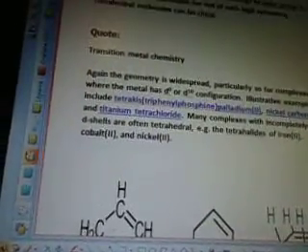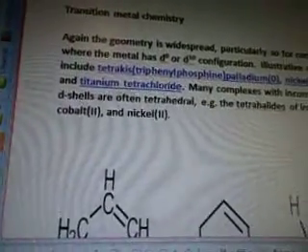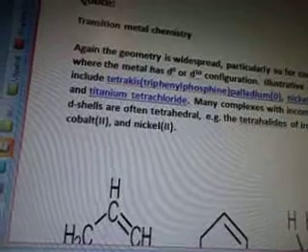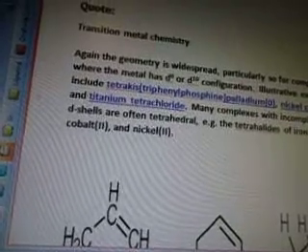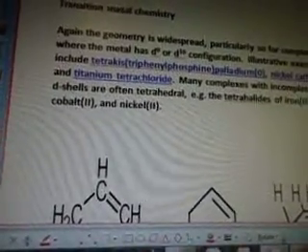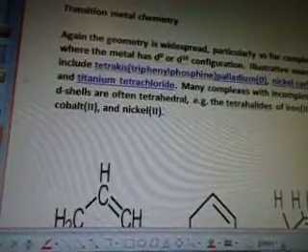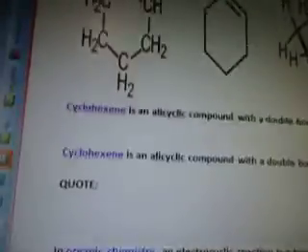Illustrative examples include tetrakis(triphenylphosphine)palladium(0), nickel carbonyl, and titanium tetrachloride. Many complexes with incompletely filled d shells are often tetrahedral. Example, the tetrahalides of iron(II), cobalt(II), and nickel(II). So here's some more graphs here.